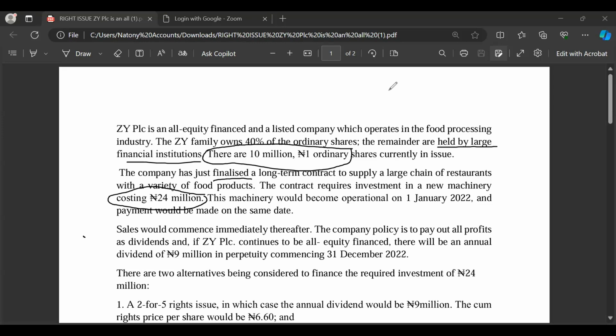So that means the projected dividend payment will be 9 million naira. And if the company is paying out all profit as dividend, it means that the profits will be 9 million naira also. There are two alternatives being considered to finance the required investment of 24 million. Let's look at the alternatives.